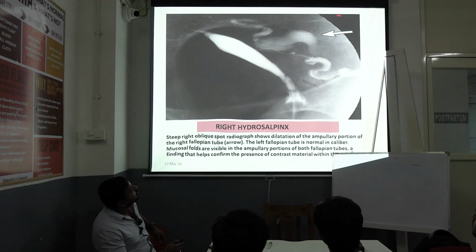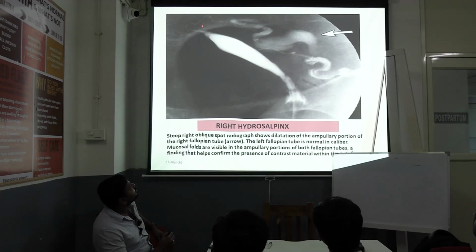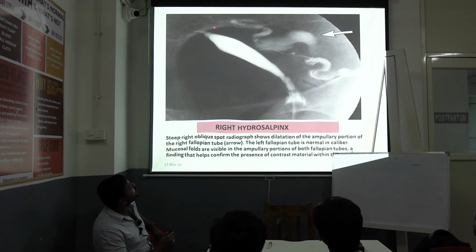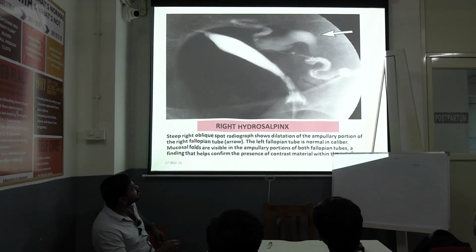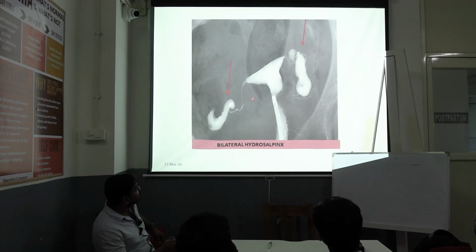Okay, see, here there is a unicornuate uterus, unicornuate uterus with single horn. See, there is spillage on the right side, the dye has spilled from the tube. See, this one, this is also a tube.